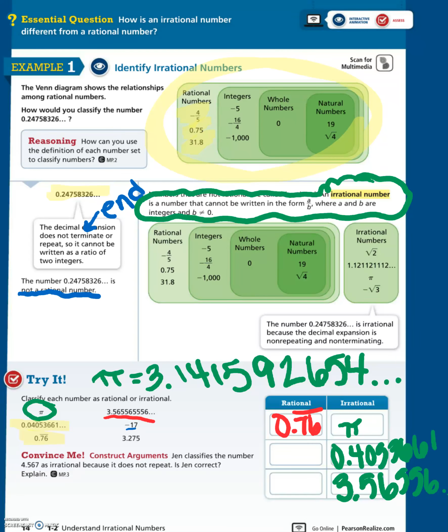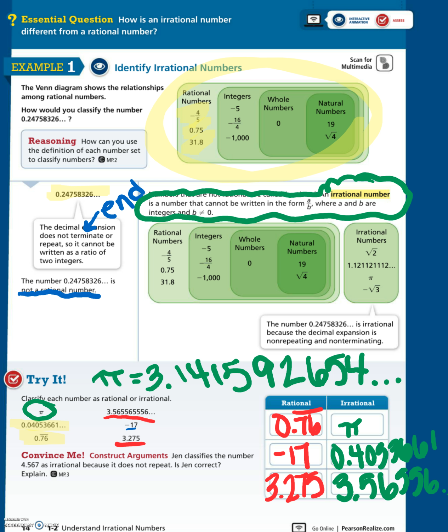-17. -17 is just -17. It ends there. It terminates. Since it terminates, that is a rational number. 3.275. It doesn't repeat, but it does end at just 5. There are no dots after, so that is rational. Check your work. I hope you got it right.